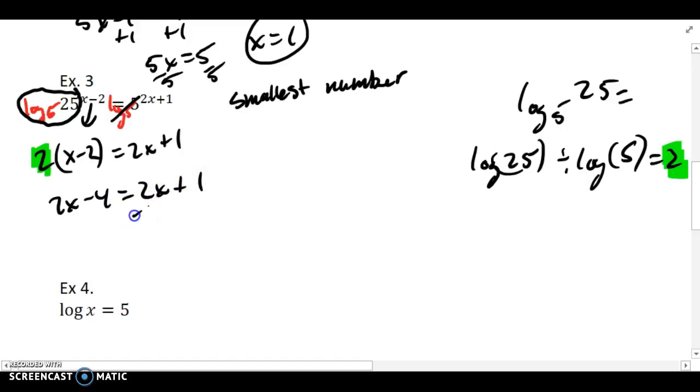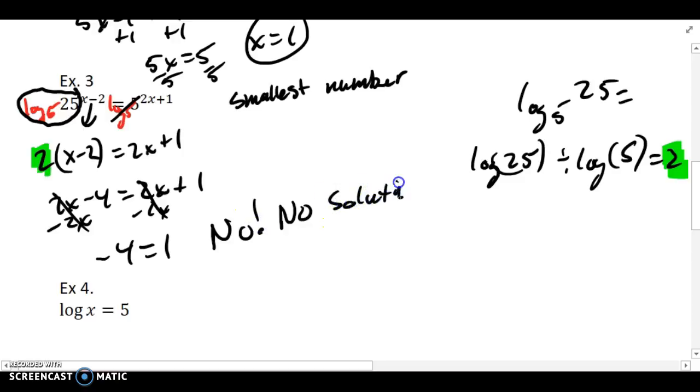We're going to subtract 2x to both sides. They're going to cancel. And I'm left with negative 4 is equal to 1. Is that true? No. So this has no solution. Okay? So some of them will end up like that. That's why we always want to check our work. Here there's no work to check because there's no solution. If this happened on a test or quiz, you'd need to show all work to show that there is no solution.